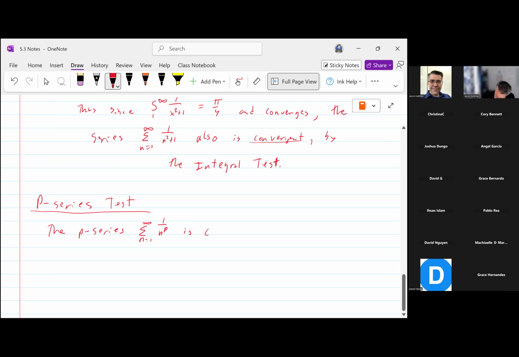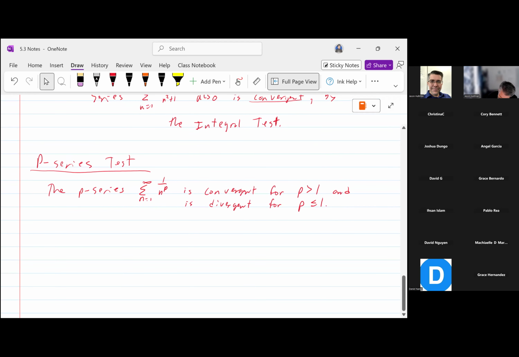is convergent for p greater than 1 and is divergent for p less than or equal to 1. So if p is bigger than 1, it converges. If p is less than or equal to 1, it diverges. Okay, let's do a proof of this test here.